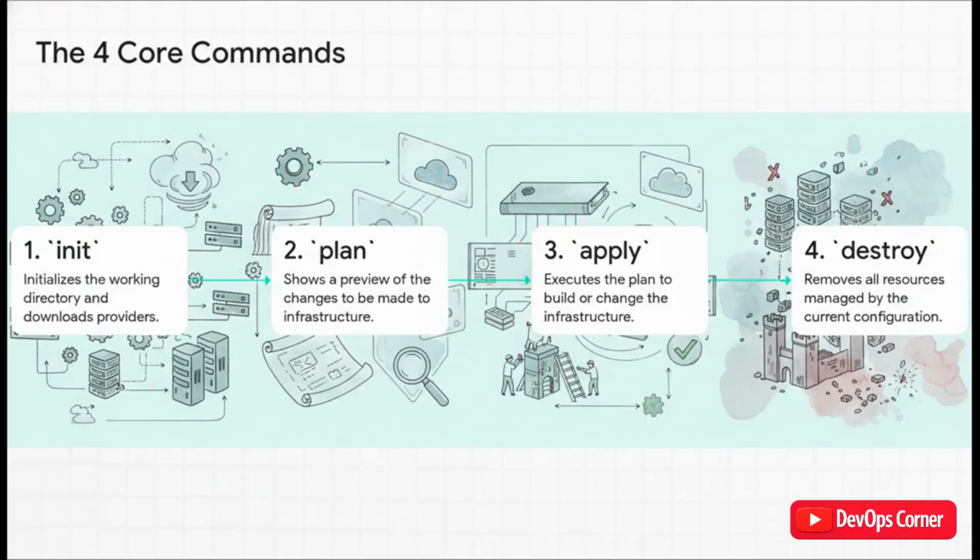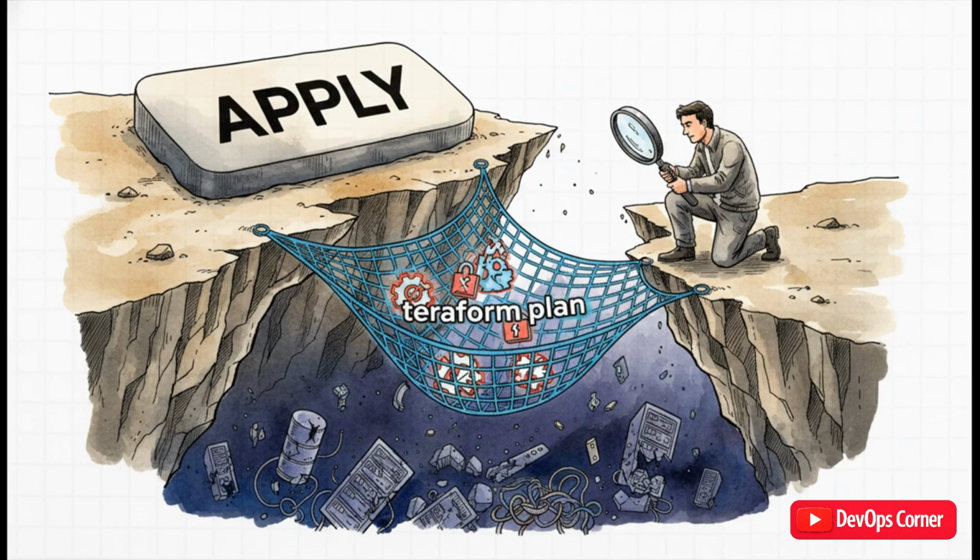So pretty much everything you do revolves around these 4 commands. First, whenever you start a new project, you'll run terraform init. This just sets up your directory and downloads those providers we talked about. Next, you have terraform plan, which shows you a preview of what's about to happen. Then, the big one, terraform apply, which actually builds or changes your stuff. And finally, when you're all done with the resources, terraform destroy will tear it all down for you. Clean and simple.